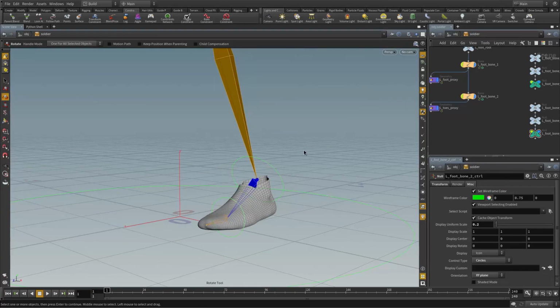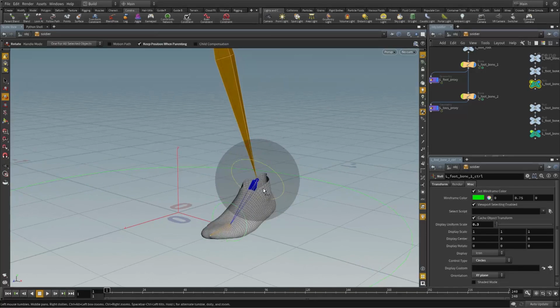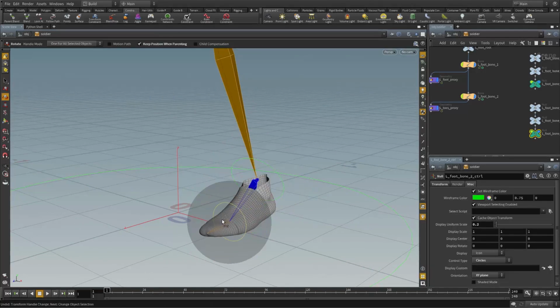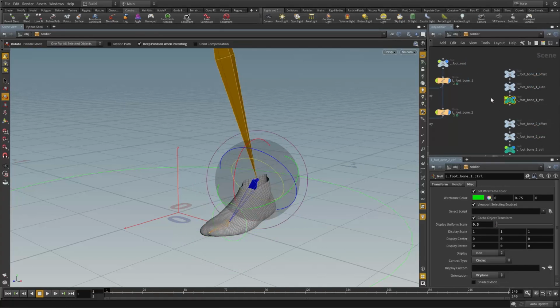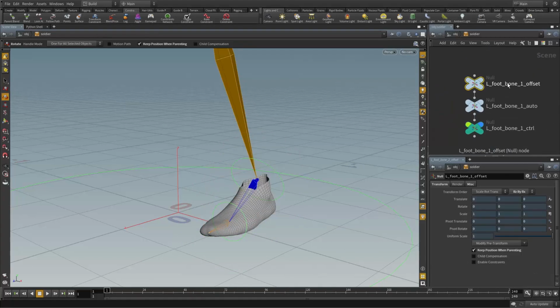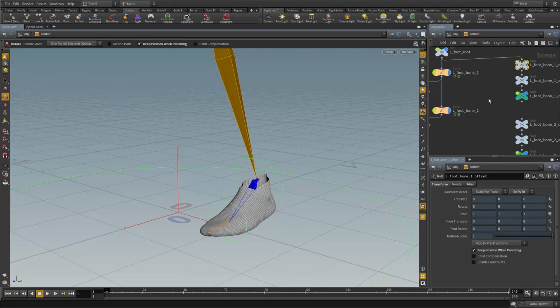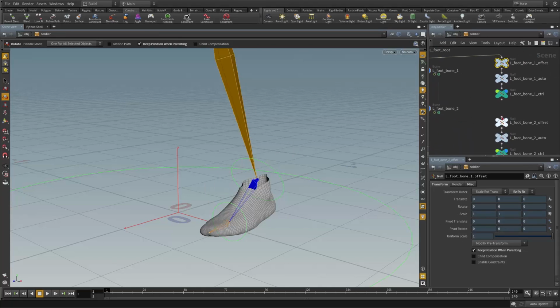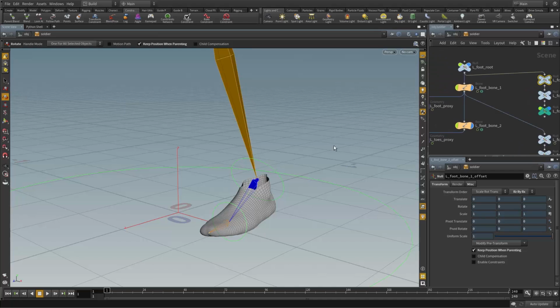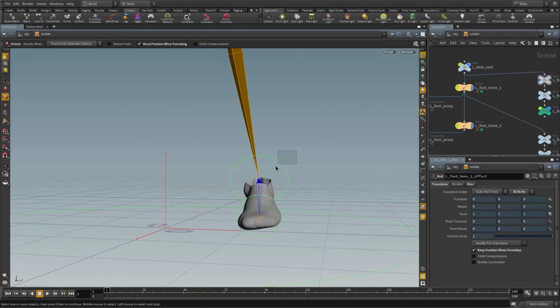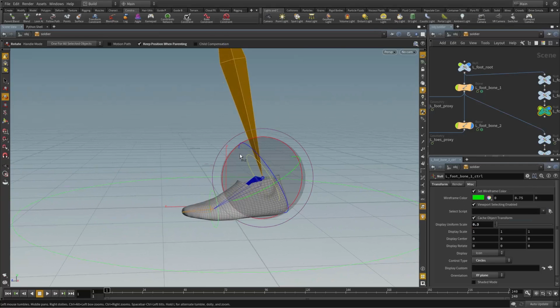And there we go. So now when I select that control, I'm rotating the foot, and I'm rotating the toe. Left foot bone 1 control will have its offset parented to the foot root. Left foot bone 2 offset will be a child of the left foot bone 1. So now when I rotate this one, it will also rotate position of the toe rotation.